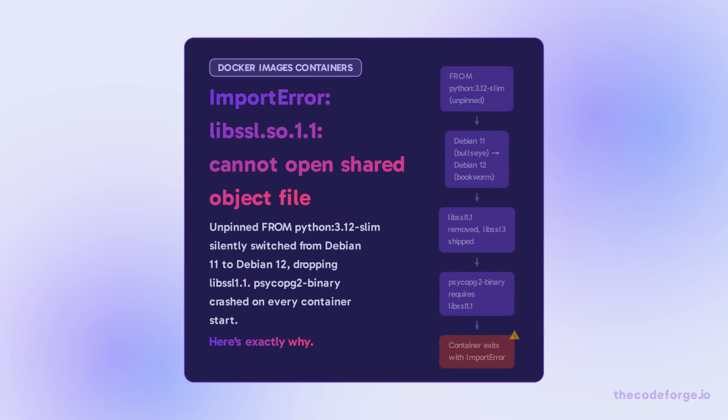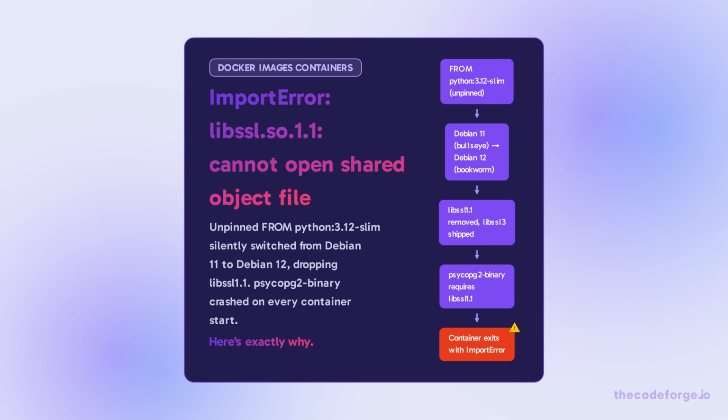Your container exits with an import error: libssl.so.1.1, cannot open shared object file. No code changed in 3 weeks. The root cause: your Dockerfile used FROM python:3.12-slim without pinning the OS codename, and the official image silently swapped Debian 11 for Debian 12, dropping the library your database driver needs.